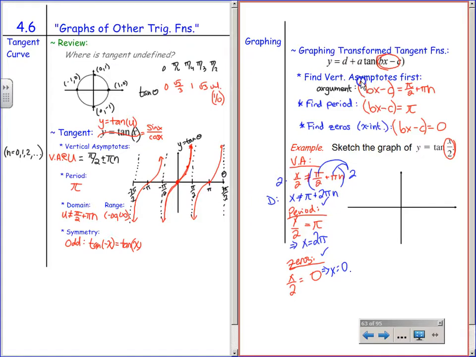Well, that means that I need to have a 0 at 0. Okay, fine, I can do that. 0 at 0. I'm going to have my first vertical asymptote at pi. And how far do I need to go to get to my next 0? Let me mark my vertical asymptote first. How far between? 2 pi. So 1 pi, 2 pi.